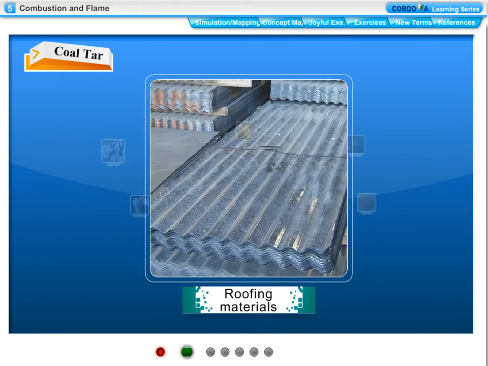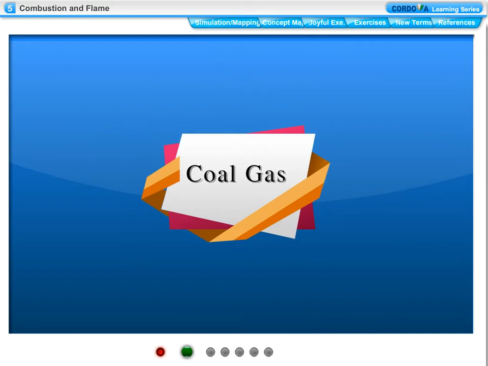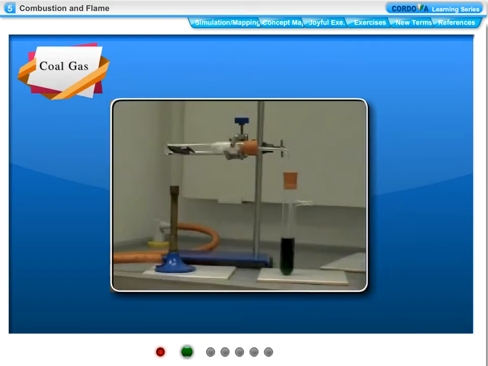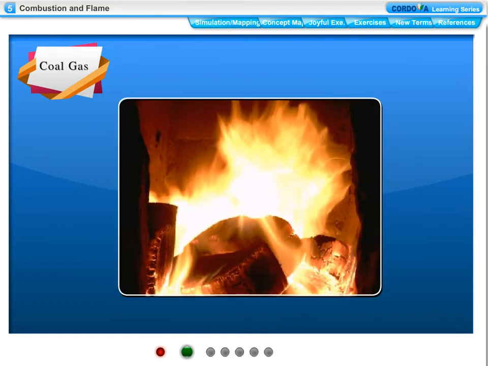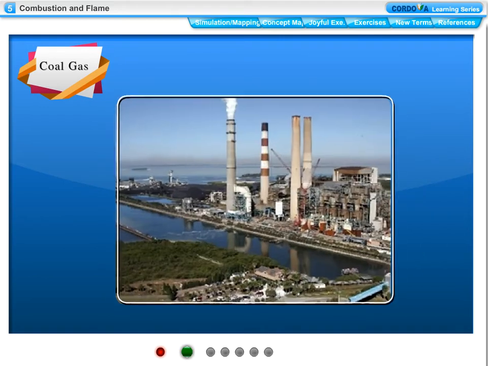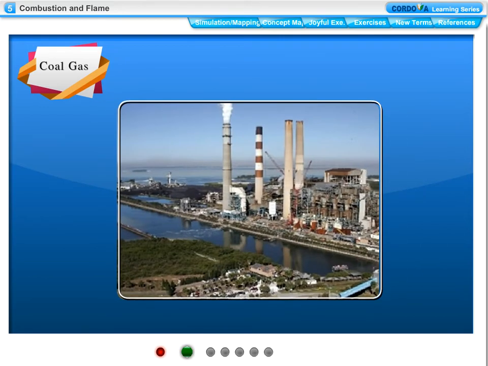roofing materials, etc. Coal gas. It is also obtained by the destructive distillation of coal. Coal gas burns to produce heat, due to which it is an excellent fuel. Coal gas is used mainly as a fuel in industries situated near the coal-producing plants.